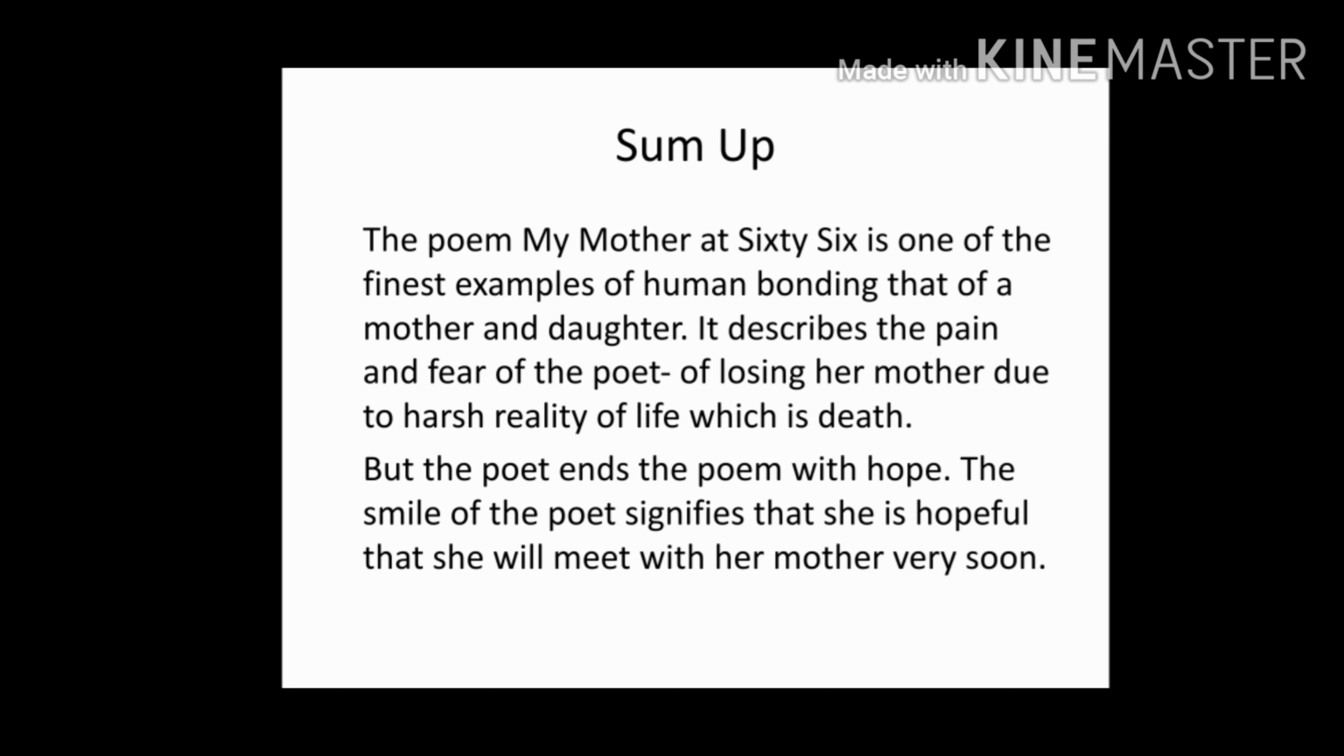Now it is time to sum up the poem. This is the gist of the poem. The poem My Mother at Sixty-Six is one of the finest examples of human bonding, that of a mother and daughter. It describes the pain and fear of the poet of losing her mother due to the harsh reality of life, which is death. Death is inevitable, but the poet ends the poem with hope. The smile of the poet signifies that she is hopeful that she will meet her mother very soon.